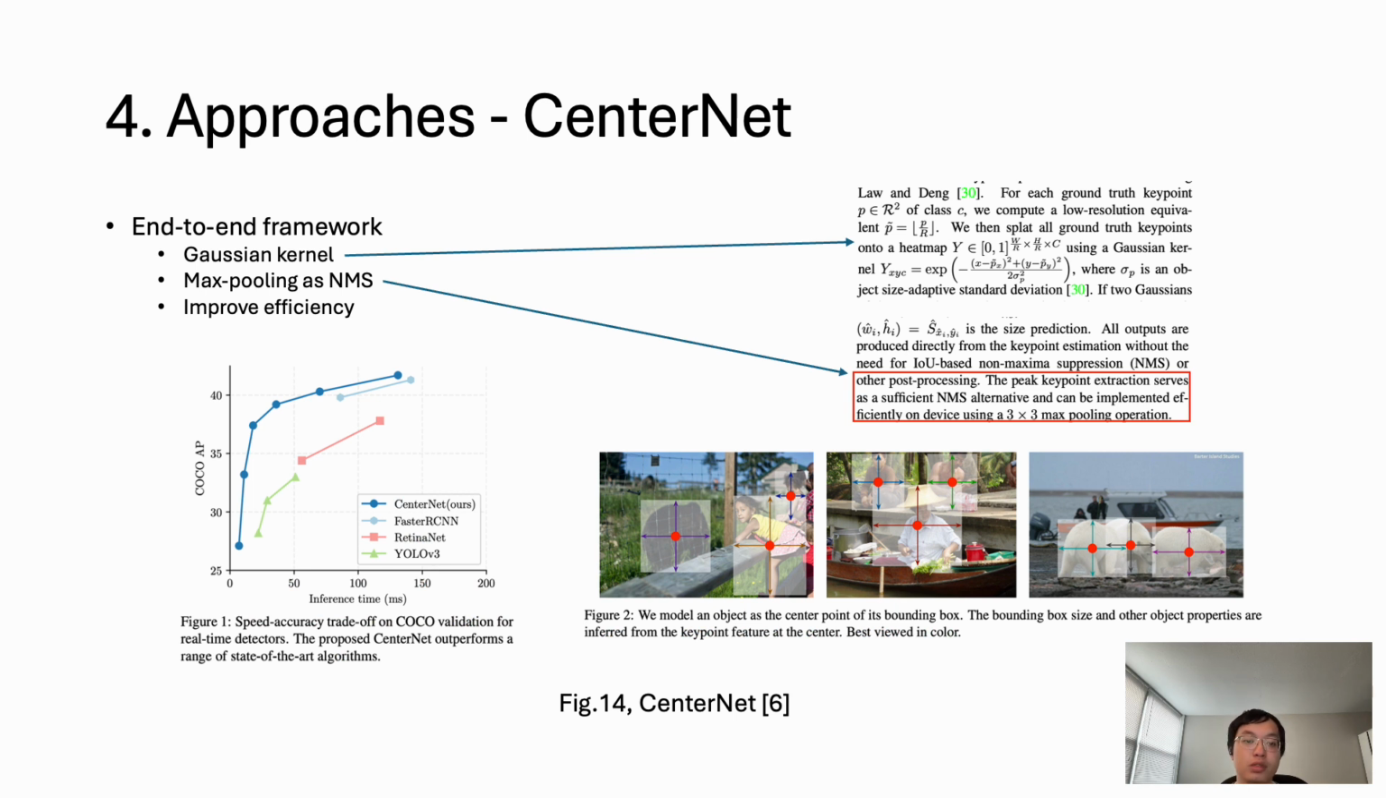Now let's come to the fourth approach, CenterNet, which is a standard anchor-free approach. It is an end-to-end framework. They use a Gaussian kernel to build the ground truth and perform regression. They also use max pooling as non-maximum suppression to reduce the inference time.